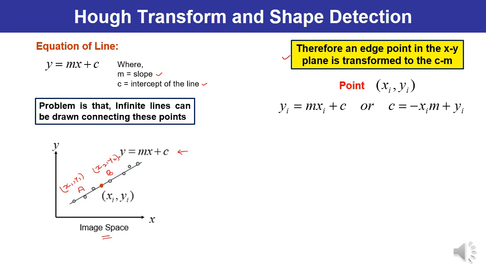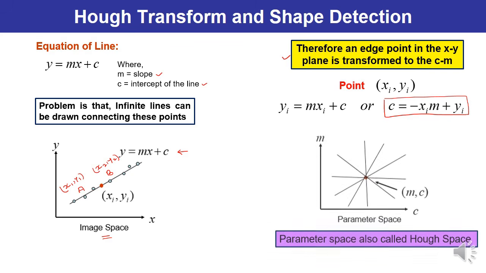So here what you are writing? c is equal to minus x m plus y. For different coordinates you can generalize it, which is c equals minus xi times m plus yi. So this is how all the edge points, which can be written as x1, y1, x2, y2 in the xy plane, can be fitted into the cm plane. What is our objective? Now our requirement is to find the intersection point, and a common intersection point indicates that the edge points are part of the same line.